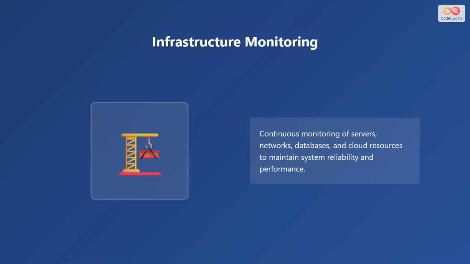Next, we need to understand what infrastructure monitoring is. Infrastructure monitoring is the continuous monitoring of your servers, networks, databases, and cloud resources. It's crucial for maintaining system reliability and ensuring consistent performance across your entire IT environment. By keeping a close watch on these key components, you can prevent outages and ensure smooth operations.